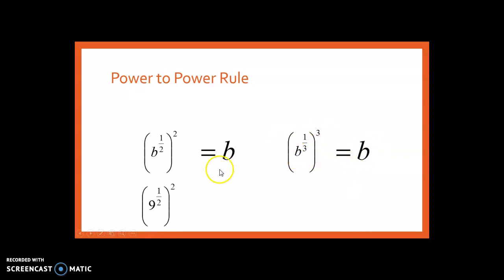It works with numbers too, so 9 to the 1 half squared, half of 2 is 1, so this just ends up being 9. And then same thing with our 8 here. So 1 third of 3 is just 1. So 8 to the first power is 8. All right. So what that kind of tells us, if we think about what the opposite of squaring a number is, the opposite of squaring a number is square root. Okay. The opposite of cubing a number is cube root. All right. So essentially this is canceling this out. And that's the same way radicals cancel out exponents and vice versa. All right. So kind of the same idea.